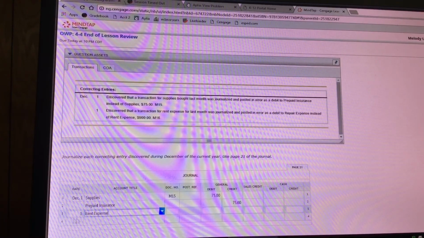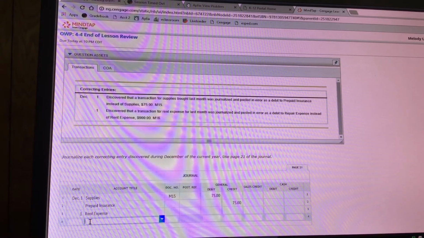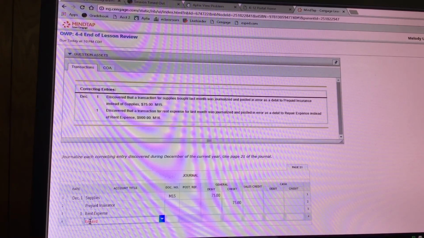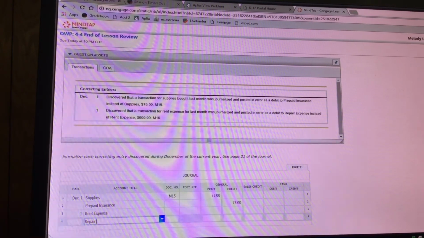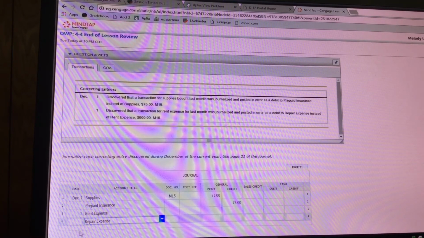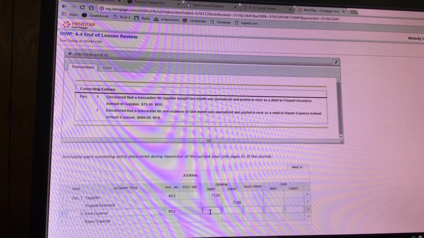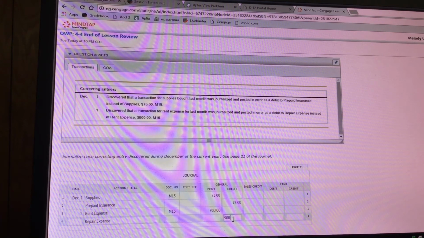Now these are both expenses, so these maintain their balance on the debit side. So debit will increase and credit will decrease. So I need to increase my rent expense, which is the correct account, and I need to decrease my repair expense, which was the incorrect account. Now this is all on Memorandum 6, so I'm going to put M6. And the amount is for $900. So I'm going to debit my $900 to rent expense and credit my $900 to my repair expense.